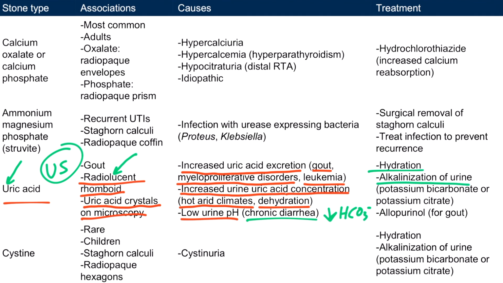That also makes sense because acidic urine favors uric acid precipitation, so ensuring that the urine is more alkalotic, or a higher pH, for example by administering potassium bicarbonate or potassium citrate, can prevent precipitation. Now, lastly, if the patient has gout in addition to uric acid stones, allopurinol should be administered. For more details on allopurinol, see our musculoskeletal pharmacology image on gout treatment.